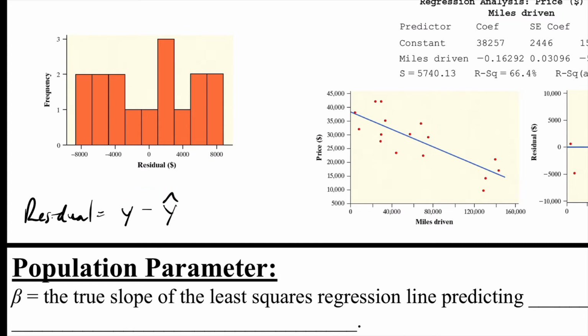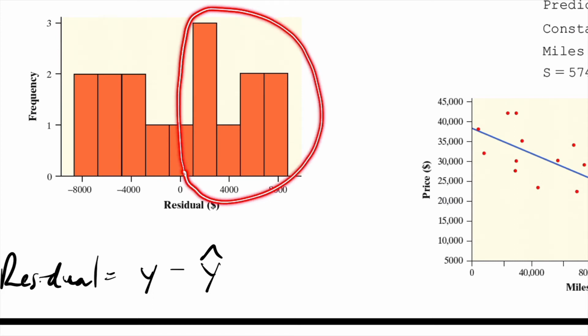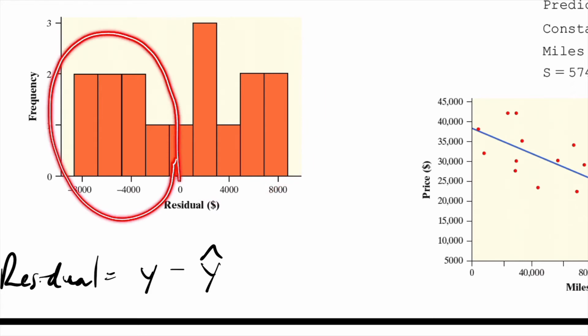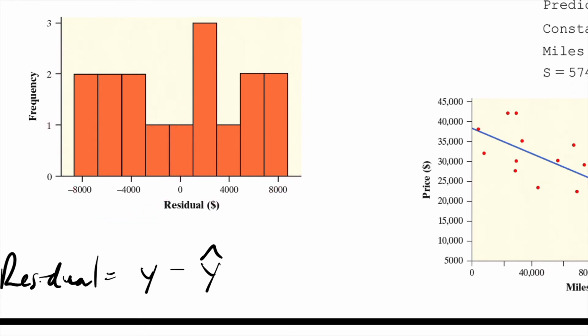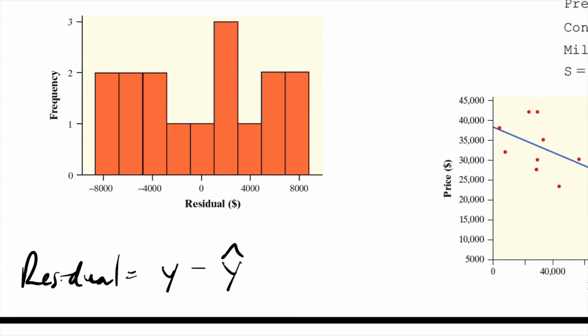Okay. Y is what actually happened. So if I have a positive residual, that means what actually happened was bigger than what I predicted. If I have a negative residual, what actually happened was lower than what I predicted, right? So these guys have a positive residual. These guys have a negative residual, right? What do you notice about the positives versus the negatives?